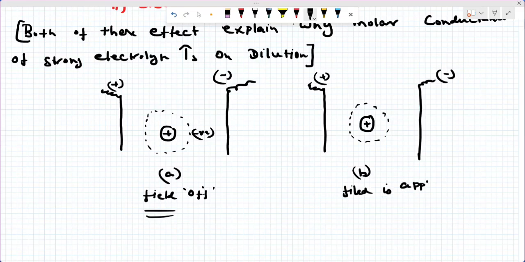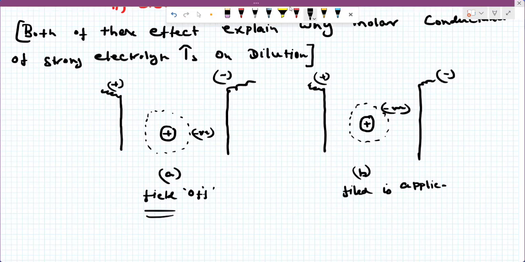Field is applied. What happens when the field is applied? Listen. In general, the ions move, and we are going to increase the conductivity. The ions and the ionic sphere move, and the central ion is disturbed. Due to the ionic atmosphere, the central ion cannot move very fast.